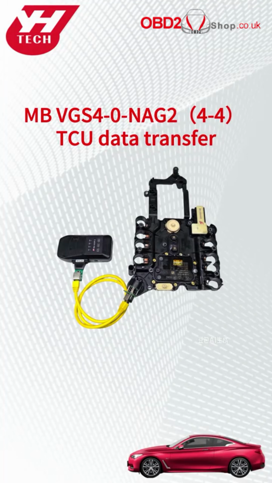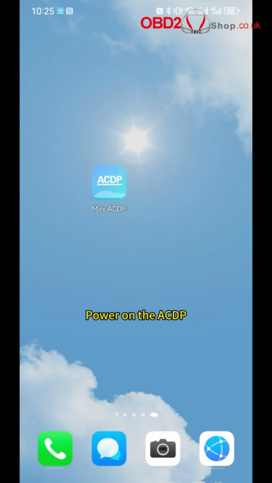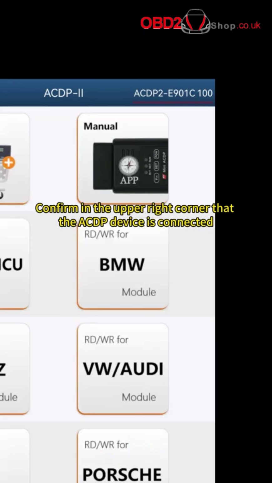This video demonstrates how to use the ACDP to transfer Immo data from the original VGS4 TCU to a donor VGS4 TCU to complete VGS4 TCU replacement. Power on the ACDP. Open the ACDP app. Confirm in the upper right corner that the ACDP device is connected.